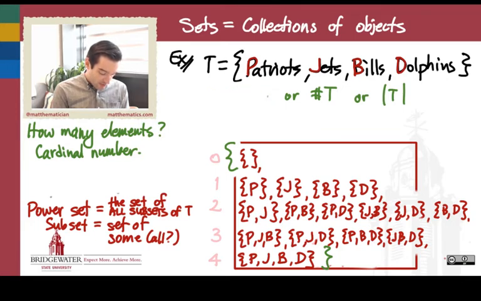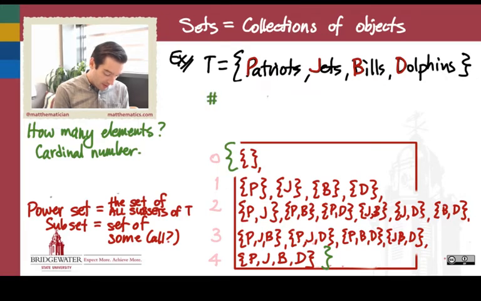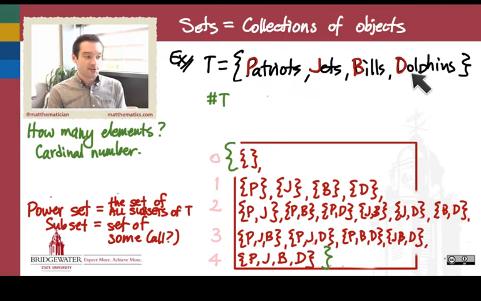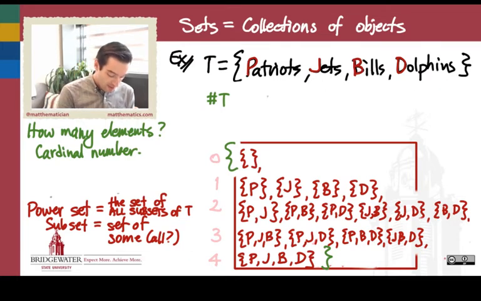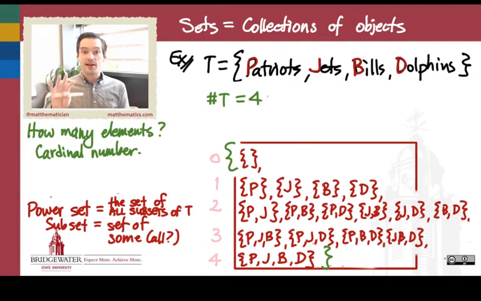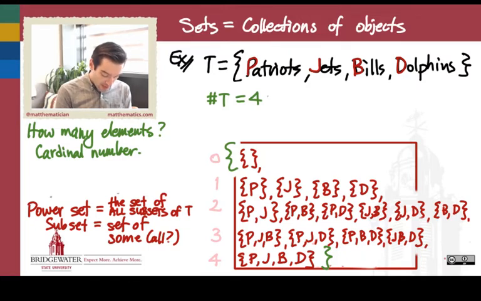So let's just pick one of these for now. My favorite, I think, is the number sign, because it's very evocative notation, right? The number of elements in the set T. This is my original set T, and because we have a roster written down, we can explicitly see that this cardinal number is 4. This set has 4 elements in it, and so the cardinal number of T is equal to 4. So then the interesting question is, what's the relationship between the cardinal number of T and the cardinal number of the power set of T?